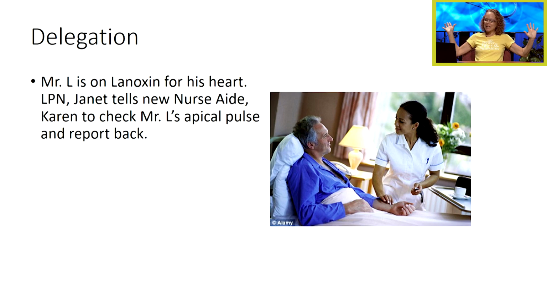First of all, nurse aides should not be checking apical pulses, okay? Secondly, did you ask her if she knew what an apical pulse was or how to check it? No. So, number 1, we do not delegate things like checking apical pulses to unlicensed assistive personnel because that is a skill that is an LPN scope of practice. Although a CNA might check a radial pulse, and if you tell them to check an apical pulse, they're probably going to check a radial pulse because that is within their scope of practice, okay?